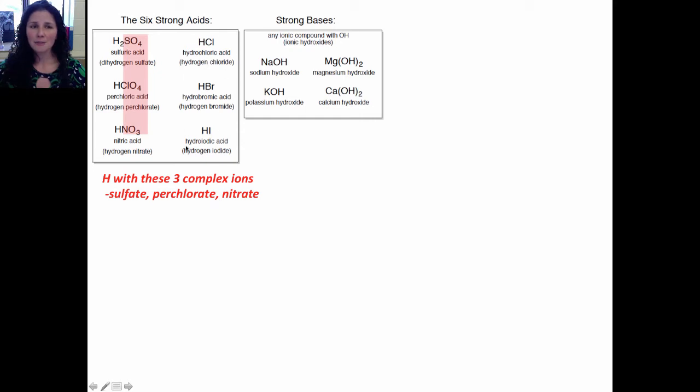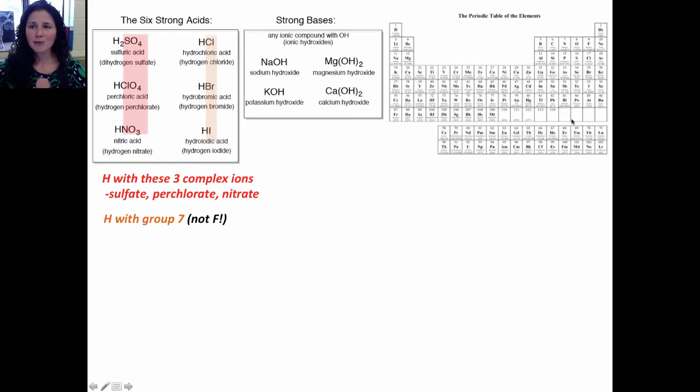The other 3 in this box are acids of halogens. They're hydrogen combined with the group 7 elements, except for fluorine. If you look at your periodic table, these are the elements right here: chlorine, bromine, and iodine. When combined with hydrogen, they make strong acids.